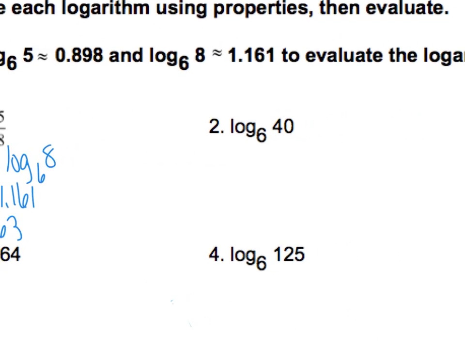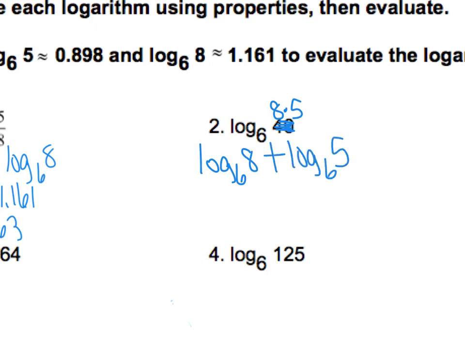Okay, log base 6 of 40, that's essentially like, instead of 40, we're going to call that 8 times 5. So if they are being multiplied, 8 times 5, we'd have log base 6 of 8 plus log base 6 of 5. So we are going to add 0.898 plus 1.161, and we get 2.059.